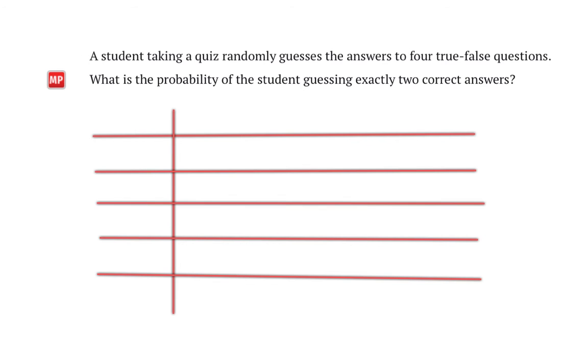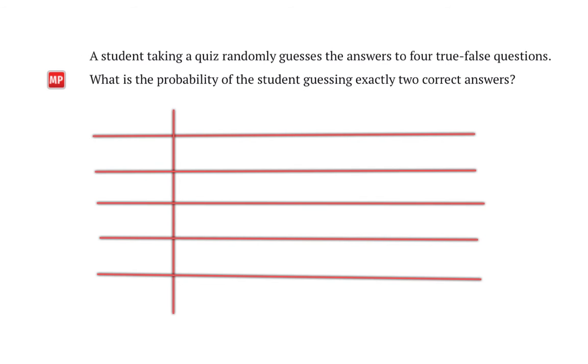So let's talk about this question. A student is taking a quiz and is randomly guessing the answers to 4 true or false questions. What's the probability that the student guesses exactly 2 answers correctly? Exactly 2 correct answers. Before we find out this theoretical probability, we have to know the number of possible outcomes and how many different ways this can happen.